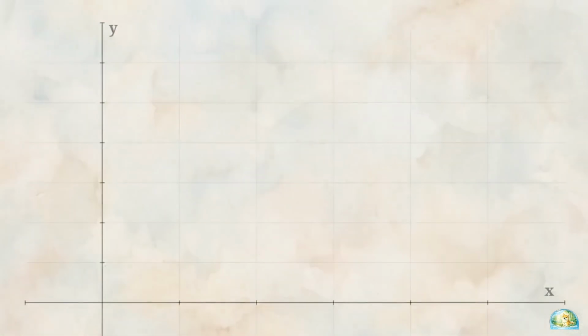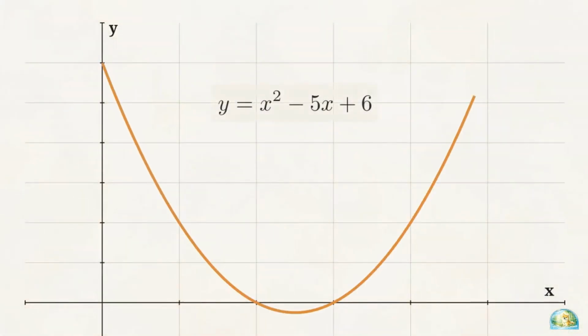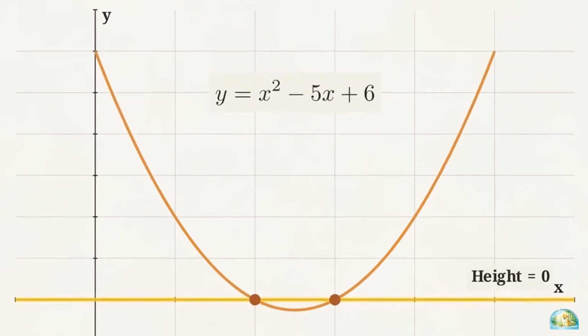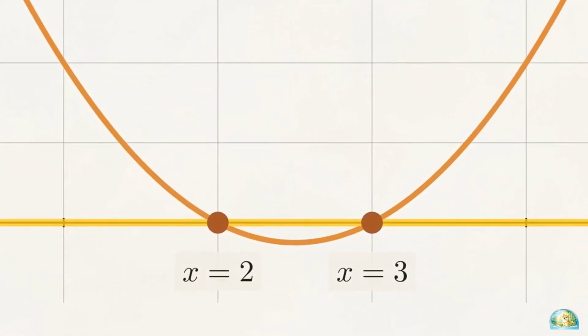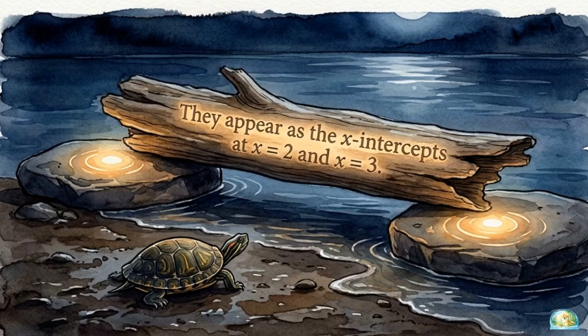On this coordinate plane, the points where height is 0 are the x-intercepts, the locations where the curve crosses the horizontal axis. These intercepts align exactly with the algebraic solutions we found, x equals 2 and x equals 3. These intersection points on the bank correspond to the solutions calculated earlier. They appear as the x-intercepts at x equals 2 and x equals 3.